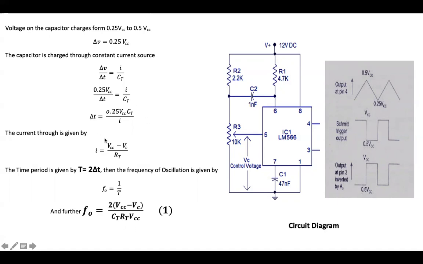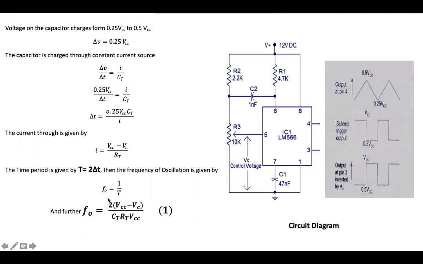So delta T is going to be this value based on my cross multiplication, and the current I is given by I is equal to (VCC minus VC), the voltage across the capacitor, divided by RT, the total resistance. This is our standard form. Then the total time period T is equal to 2 times delta T, the small change, because it's 0.25 to 5. So 2 times delta T here is going to be this.